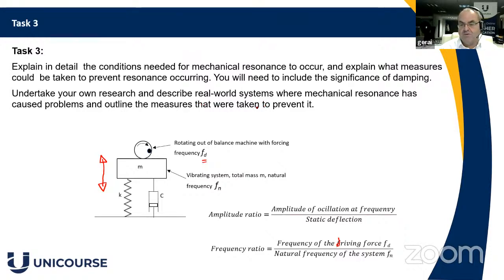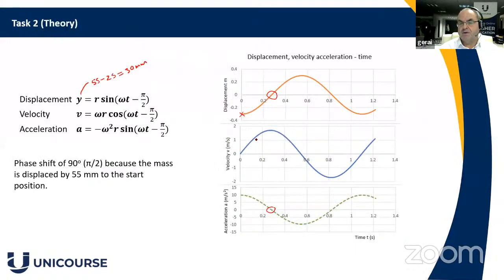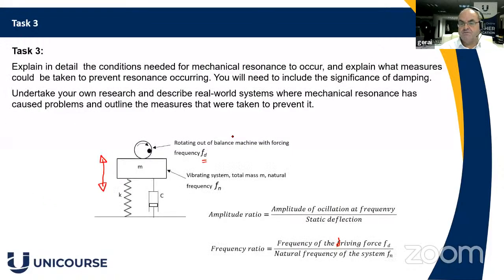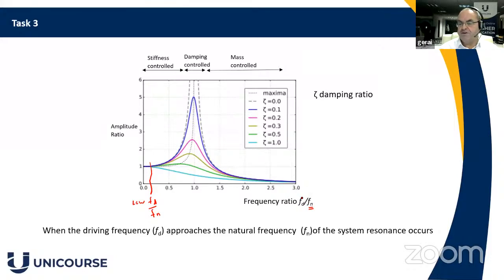Now, if you look at the equations, let's get back to the right slide. You want to avoid having the disturbing frequency being the same as the natural frequency. Now, if you can't do anything about the disturbing frequency, it might be an engine at a set speed, what you can do is change the natural frequency. And we know we can change the natural frequency by changing the stiffness of the spring support system or by changing the mass of the system.